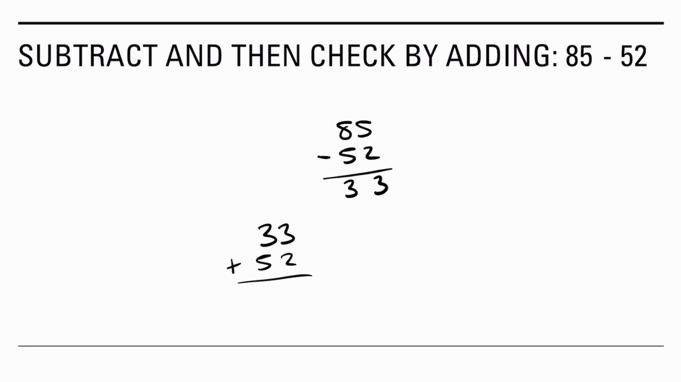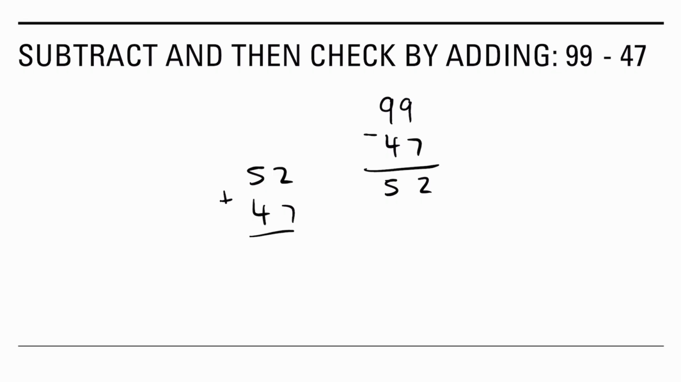85 minus 52. So same process. So now we go 5 minus 2, which is 3, 8 minus 5, which is also 3. So now we should do 33 plus 52, and we should get 85 back. And so 3 plus 2 is 5, 3 plus 5 is 8. And so we do get 85 back, so therefore we know we're correct.